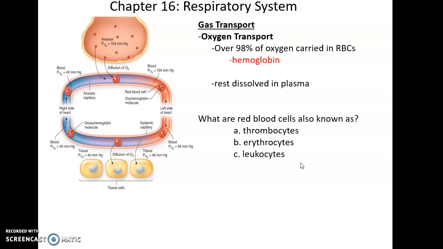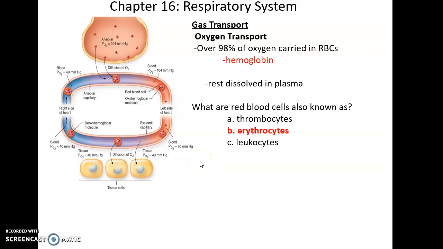All right, oxygen is then transported throughout the body in the red blood cells. So 98% of the oxygen is carried on hemoglobin molecules in the red blood cells. The remaining 2% or so is dissolved in plasma. So here's a question, a reminder. What are red blood cells known as? I hope you said erythrocytes.